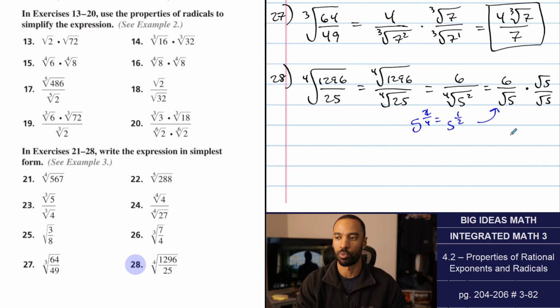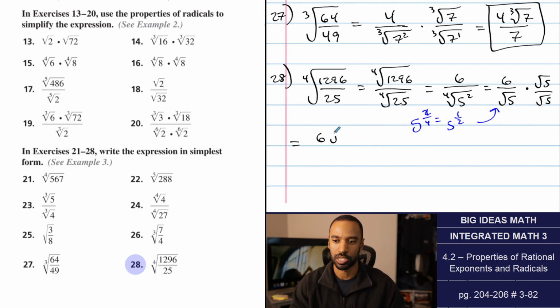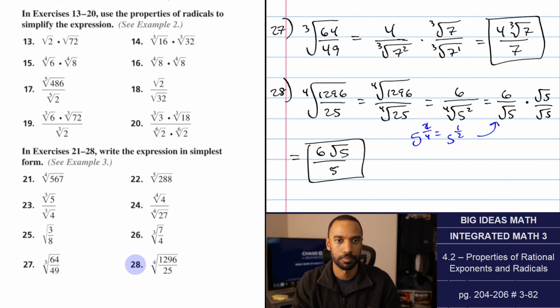So now we multiply just by root 5 over root 5, and now we get 6 root 5 all over 5. And that's going to be the best, cleanest of the answers that we got. Most simplified, of course. Okay.